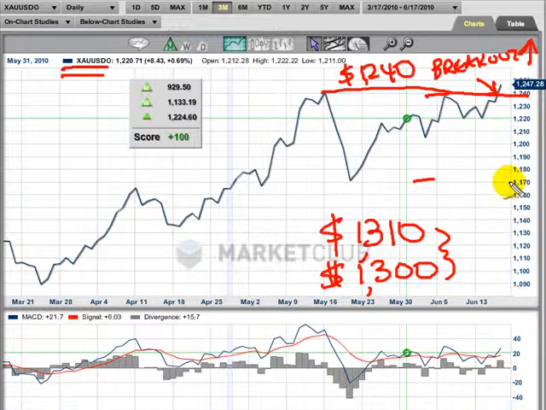So let's look at our next market, which is going to be gold futures. You may want to take a look at that market to trade.